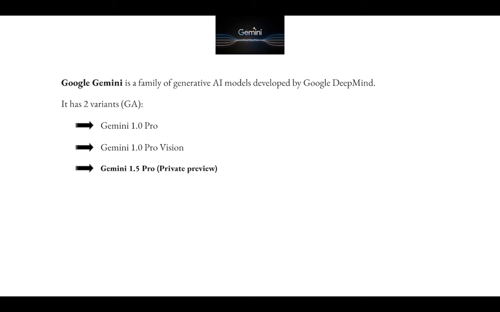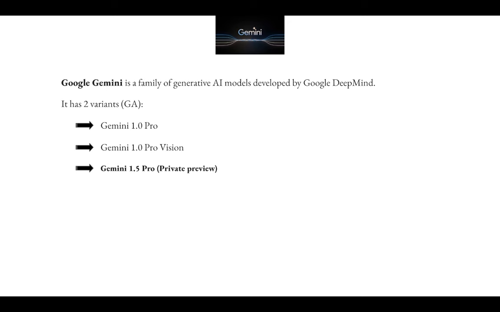Now, before we begin, just a quick background on what Google Gemini is, which most of you might have already heard of, if not all. Basically, Gemini is a family of generative AI models developed by Google's DeepMind, and it has two variants which are generally available as of today, which is the second week of March.